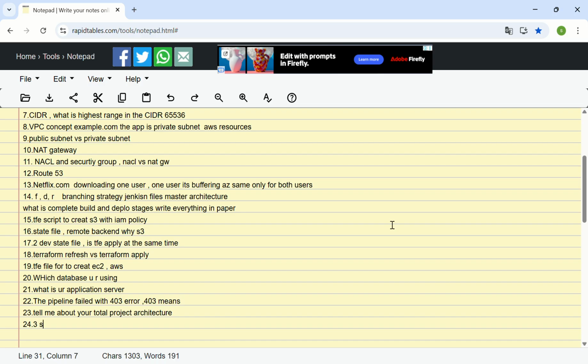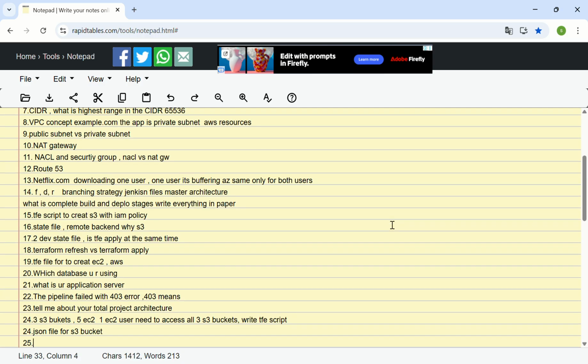And one more thing: there are three S3 buckets and five EC2 instances also. Among these three S3 buckets, one EC2 user needs to access all three S3 buckets. So write a Terraform script here and write a JSON file for the S3 bucket. They are expecting the complete JSON file.